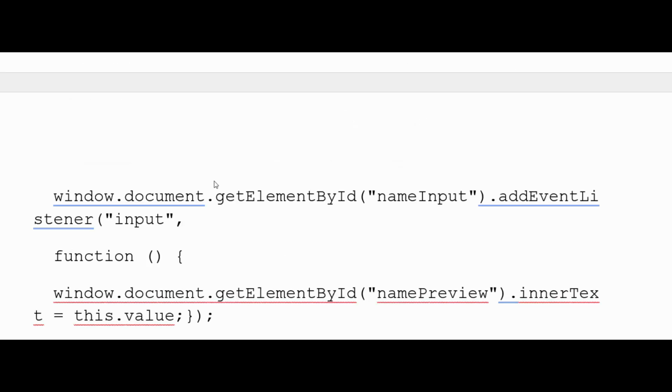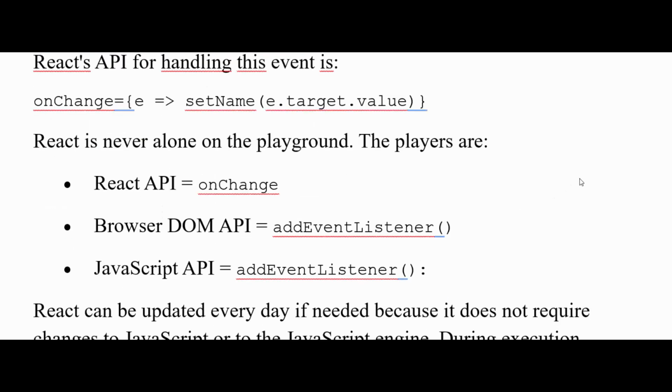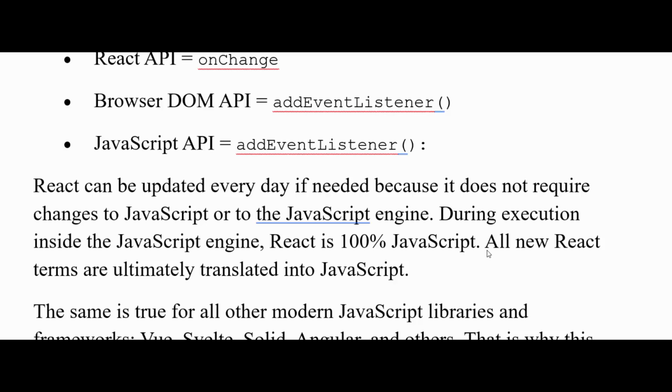Here is the JavaScript. This listener is part of the browser's DOM API, addEventListener. React's API for handling this event is onChange equals. React is never alone on the playground. The players are React API onChange, browser DOM API addEventListener, and JavaScript API addEventListener.